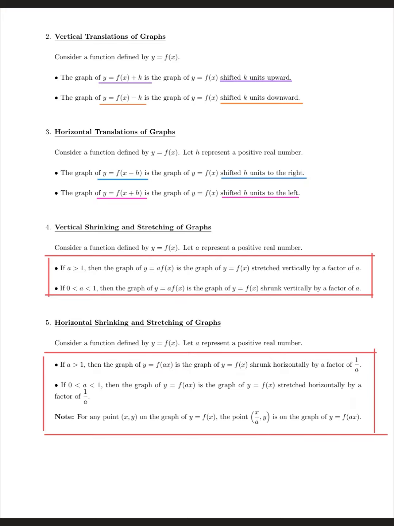I know, it's totally overwhelming, right? But if I were you, I would write these down. However, I did make you a summary sheet of all the translations on the next page.